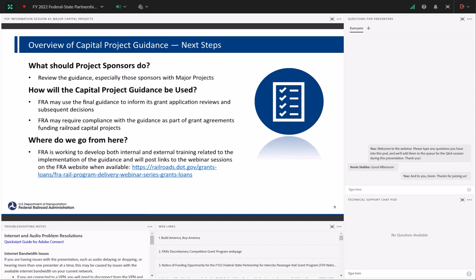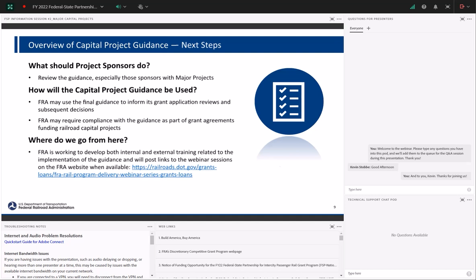Again, this is designed to help projects fill gaps that we've seen historically that have led to cost overruns or schedule slippage or just stalling the project from getting to completion. So this last bullet here is more on FRA, and we are working as we speak to develop both internal and external training so that we as an agency can implement this guidance in a consistent manner, and so that we can provide you, the stakeholders, a transparent view of how we're going to use the guidance moving forward.